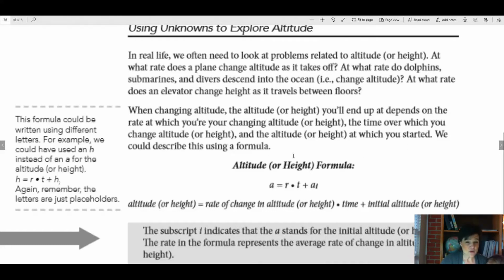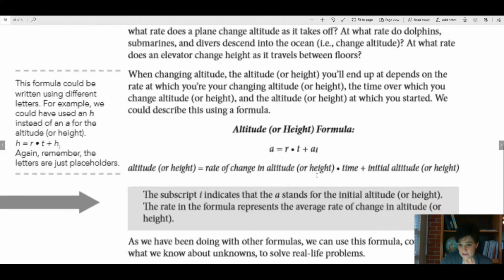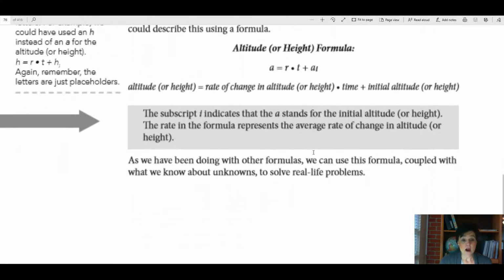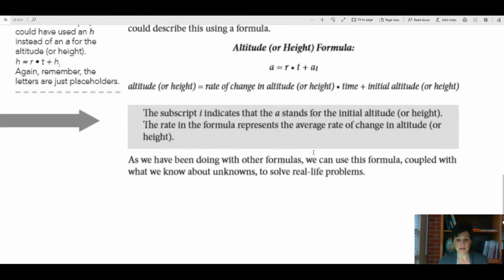We could describe this using this formula. Altitude or height formula: A for altitude or height, equals rate of change in altitude or height, that's your rate of change, times time, plus initial altitude or height. Now that little subscript i right there indicates that the A stands for the initial altitude or height. The rate in the formula represents the average rate of change in altitude or height. Now, as we've been doing with the other formulas, you can use that formula coupled with what we know about unknowns to solve real-life problems.